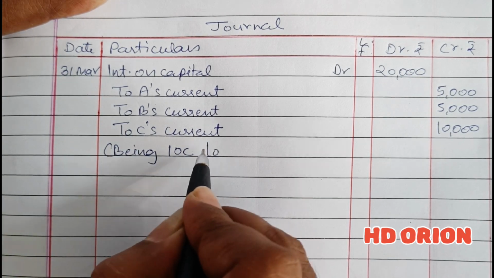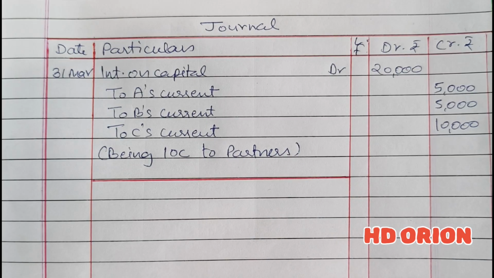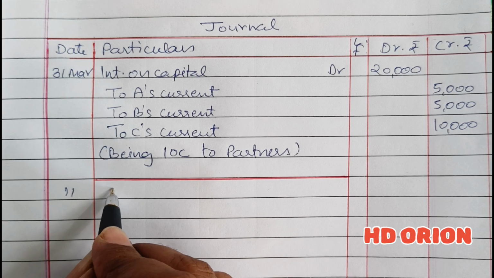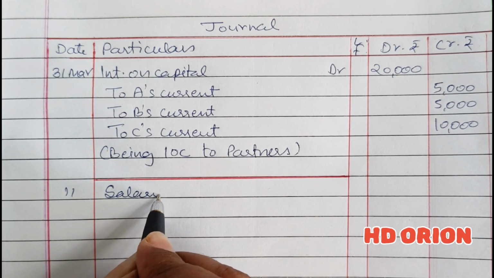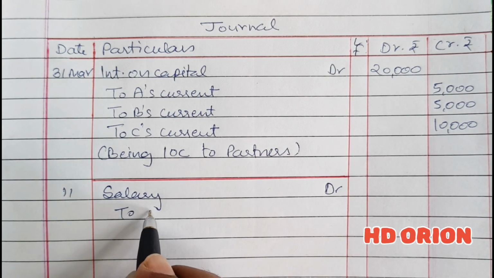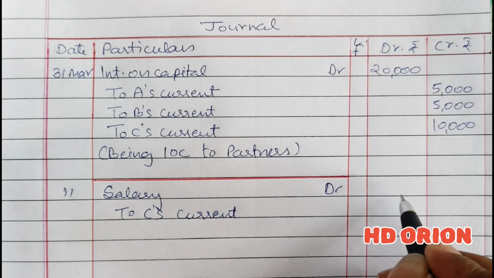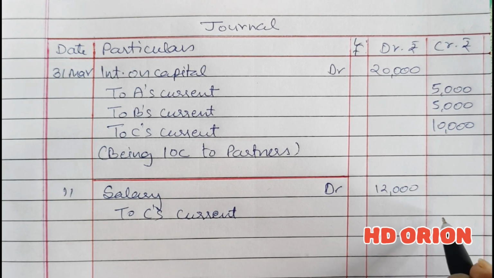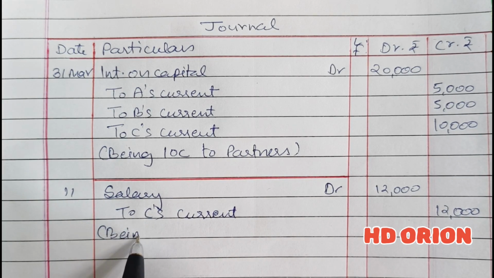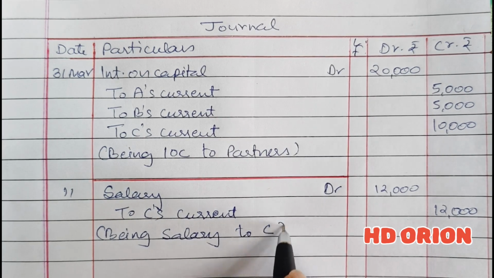Being interest on capital to partners. Now the second journal entry is for salary. Salary to C account debited to C's current account, and salary is rupees 12,000. Being salary to partner C.